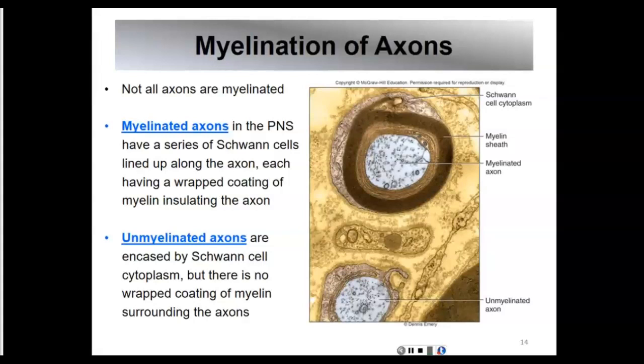So not all axons are myelinated. If it's myelinated in the PNS, it will have a series of those Schwann cells lined up along the axon, each having a wrapped coating of myelin insulating the axon. This top picture shows us a myelinated axon. The bottom is unmyelinated. This is common also. There are unmyelinated axons, and they are encased by a Schwann cell cytoplasm, but no wrapping of myelin around the axon.